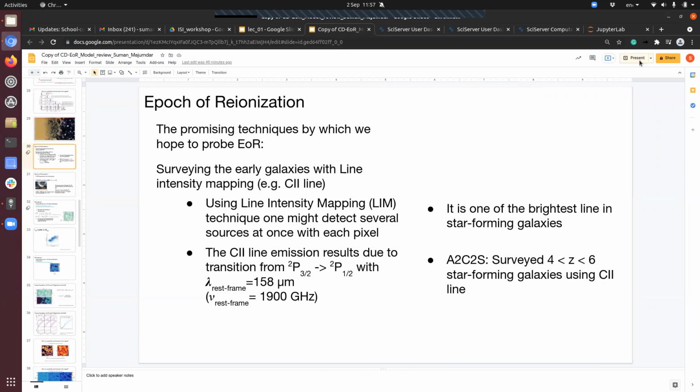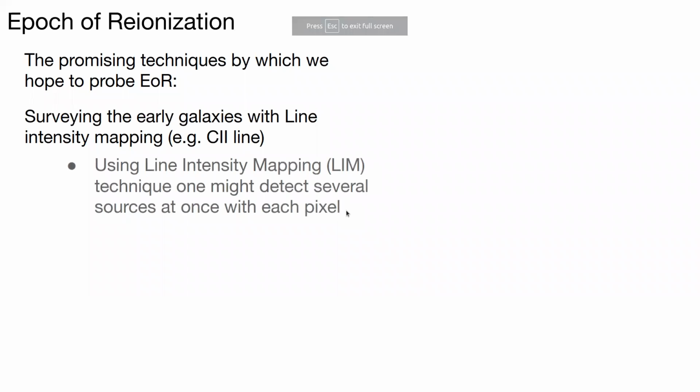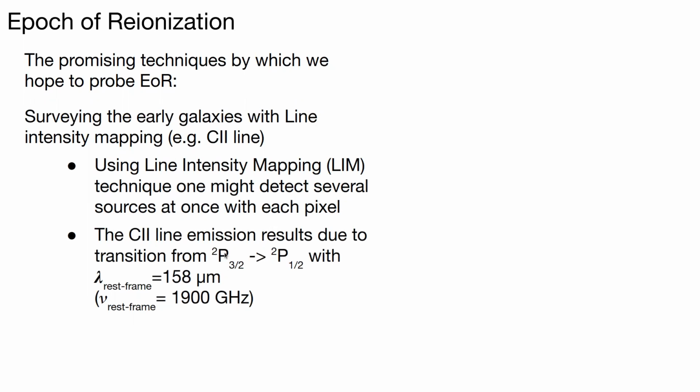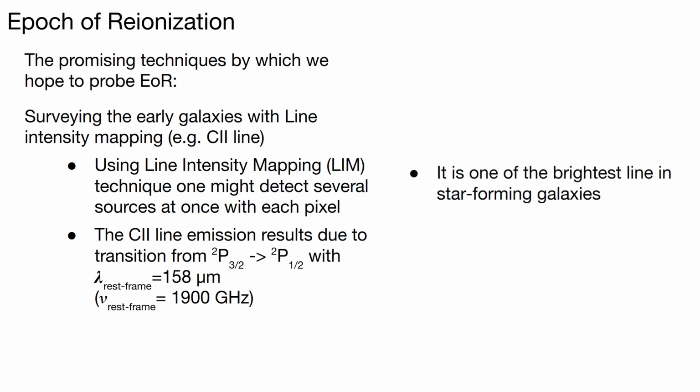So how does this particular line originate? It is via the transition from 2P 3/2 to 2P 1/2, these two states, and the rest frame wavelength of the C2 line is 158 micrometers, or 1900 gigahertz in frequency. So it is a very high frequency observation compared to the 21 centimeter observations. This is one of the brightest lines in star forming galaxies, so people have built physical models where you find a strong correlation between the star formation rate, or specific star formation rate, in a galaxy and the luminosity, or brightness, of the C2 line.